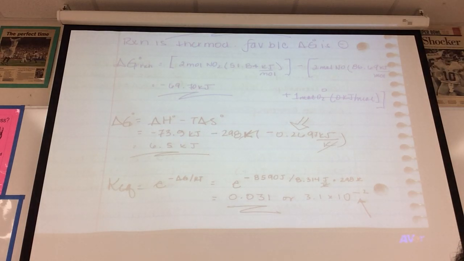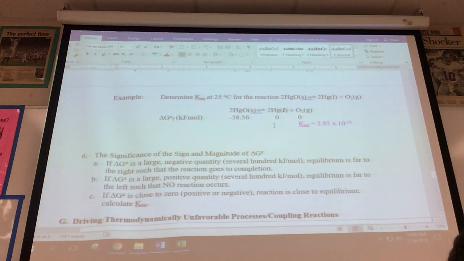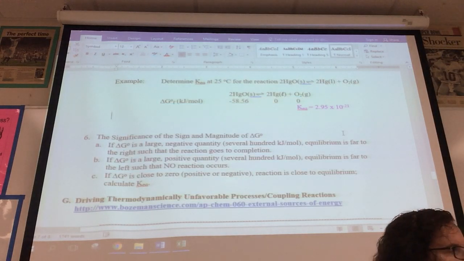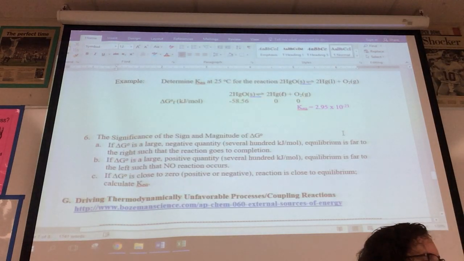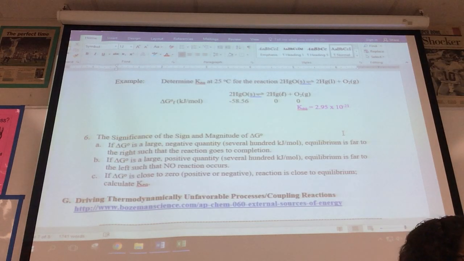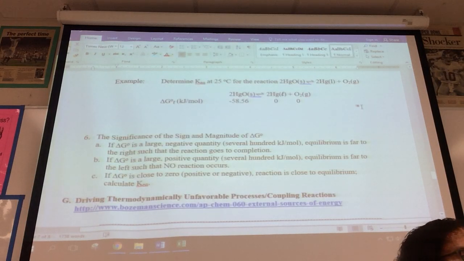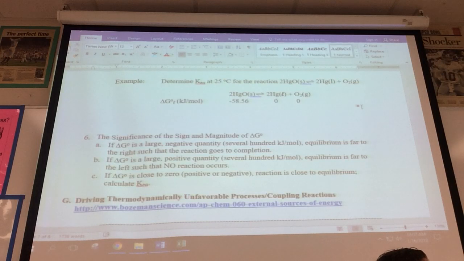Now, with that said, let's see if you can do this problem. You want to figure out KEQ. First, you have to get the delta G. Here's the KEQ. See if you get it. Give it a shot. Determine the KEQ using this. First, you have to get the delta G of the reaction. Give it a shot.